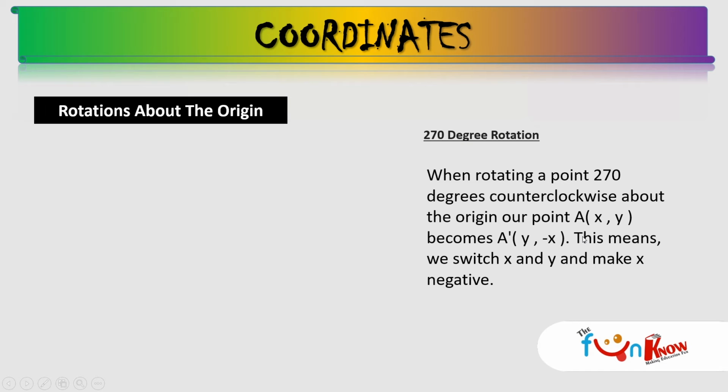That means x and y are switching their positions over here. Y became first and x is coming after that. X and y have switched their position, plus here y is positive and x became negative. I hope you remember, students, in 90 degrees also the same thing happened. X and y switched their position, but in 90 degrees y became negative, x was positive, and in 270 degrees x became negative and y is positive.